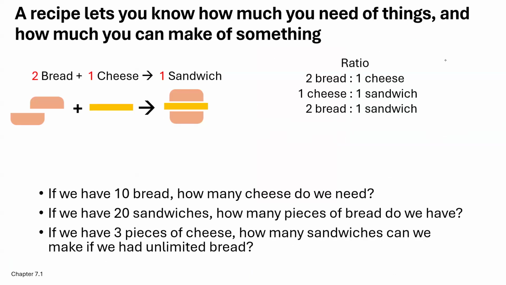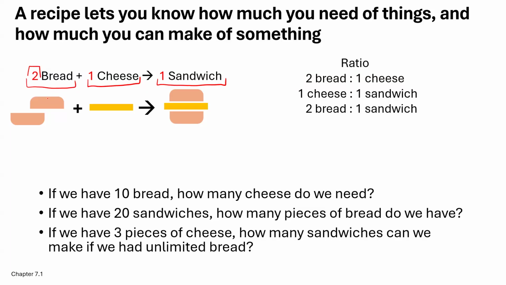So let's go back to food, because this is what I like talking about. A recipe lets you know how much you need of things and how much you can make of something, right? That's what a recipe does. For example, we have a recipe to build a sandwich. This sandwich is made by using 2 pieces of bread and 1 piece of cheese, reassembling those parts into another thing, which is the sandwich. And that's the ratios we're talking about.